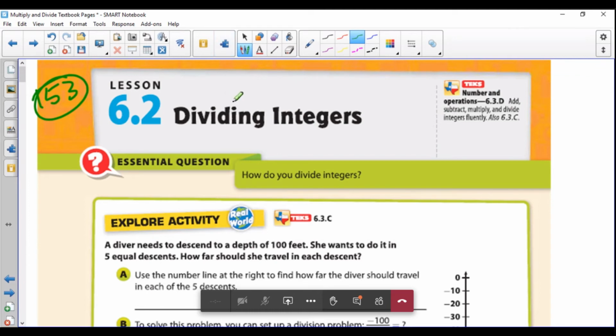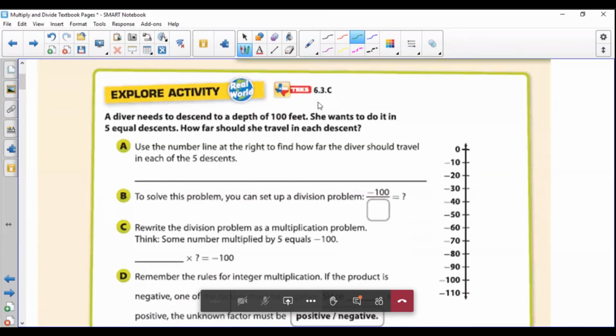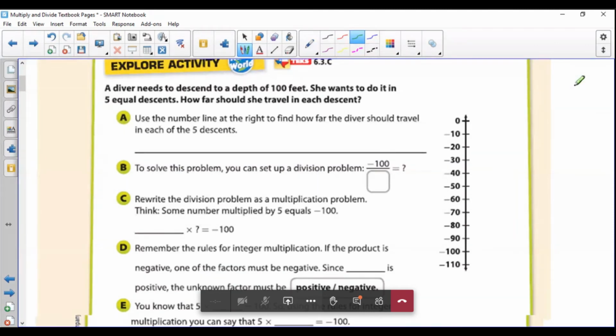Okay, so let's look at dividing integers. Dividing integers is going to be a lot similar to multiplying integers, okay? So let's look at this question. It says the diver needs to descend to a depth of 100 feet. She wants to do it in 5 equal descents. How far does she travel in each descent? So again, reminder, this is page 153.